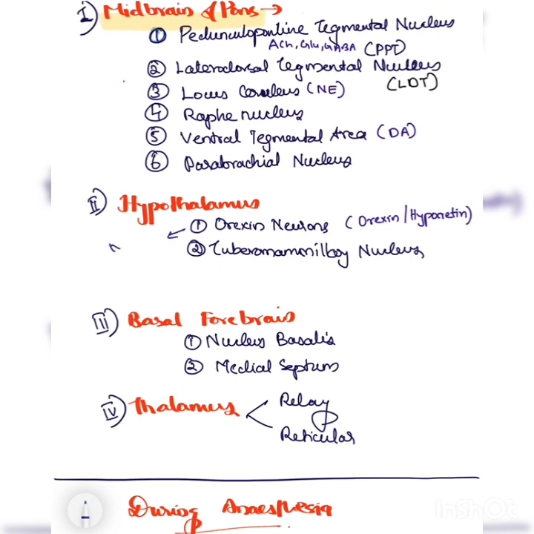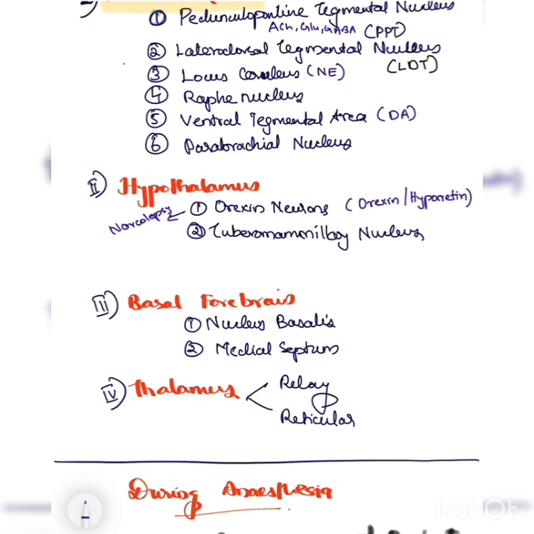The tuberomammillary nucleus is a histaminergic nucleus located in the posterior hypothalamus. It has a crucial role in arousal, wakefulness, learning, memory, and energy balance. The tuberomammillary nucleus sends dense projections to various brain regions, including the cerebral cortex, hippocampus, nucleus accumbens, amygdala, and hypothalamus. These connections help regulate cortical activation and behavioral states.